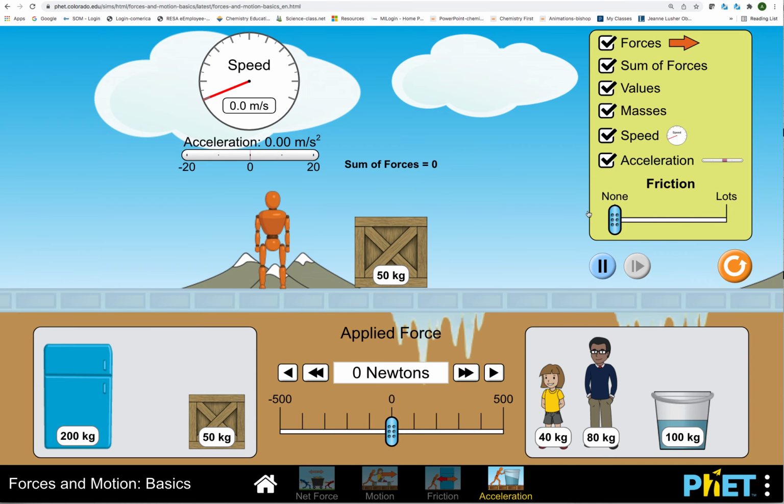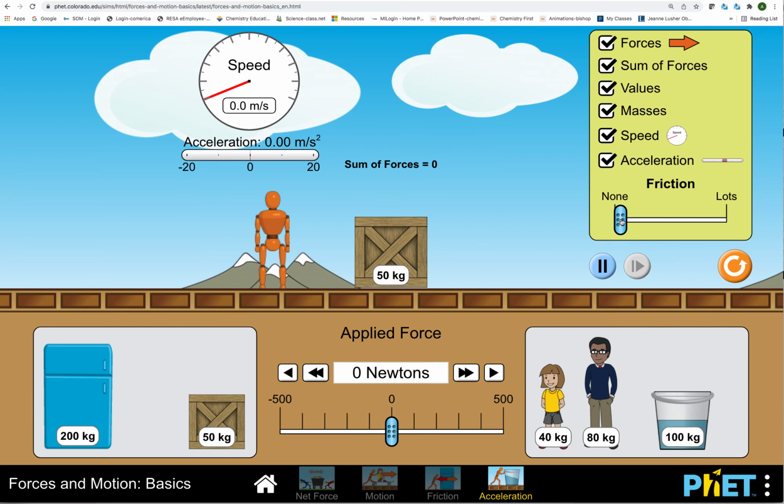Okay, so notice again that if I increase the friction, notice what happens. They start putting brown stuff here to show you that the surface is getting rough. The more you increase the friction, see, it's rougher and rougher. Look at that. The more friction you have, the harder it is to push this box, because the surface under it is rough, right?